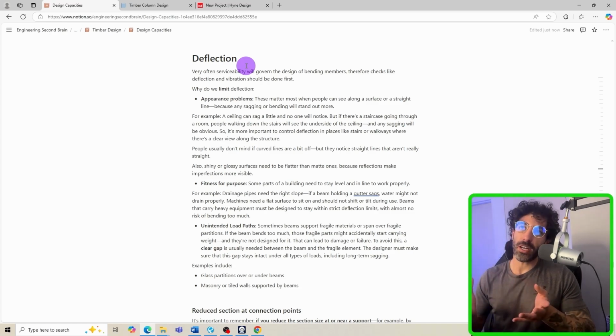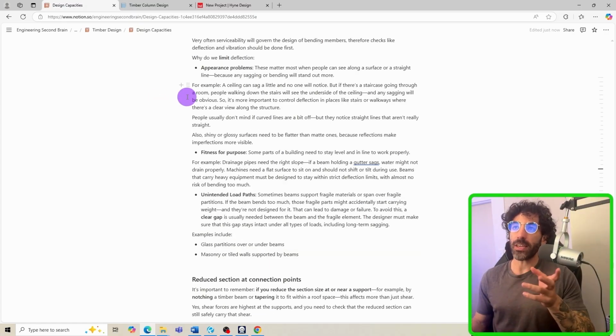So if you're designing a commercial building, let's say a warehouse or whatever other commercial building you're designing that has no internal linings, there's no plasterboard ceilings, and there's no plasterboard walls, you can allow for higher deflection limits because there's no brittle materials to worry about.